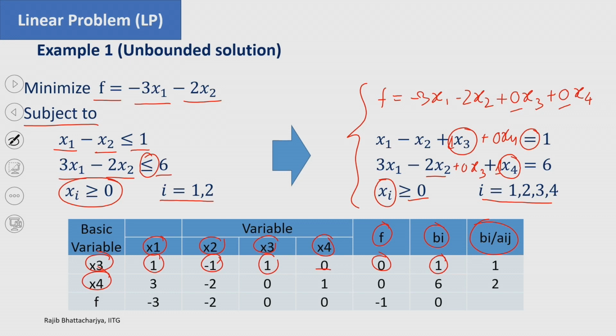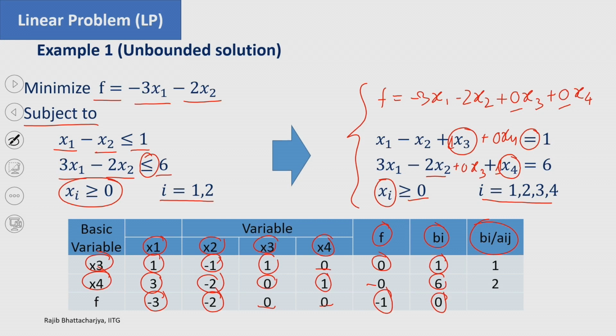Similarly, for the second equation, that is 3, then minus 2, then 0, and for x 4 the coefficient is 1, then 0, the right hand side is 6. Okay. And I am also writing the objective function. The objective function is: coefficient of x 1 is minus 3, then for x 2 this is minus 2, then 0, 0, this is minus 1, and right hand side is 0.